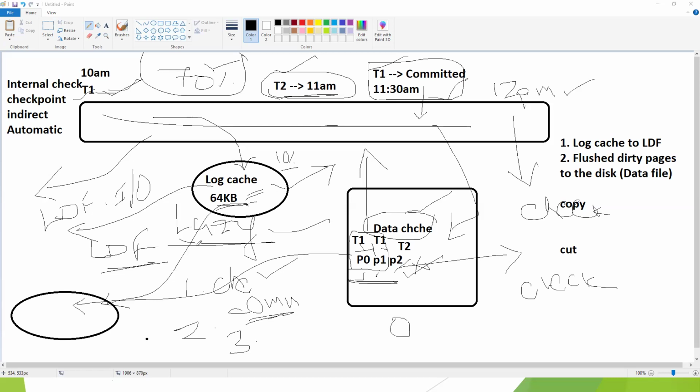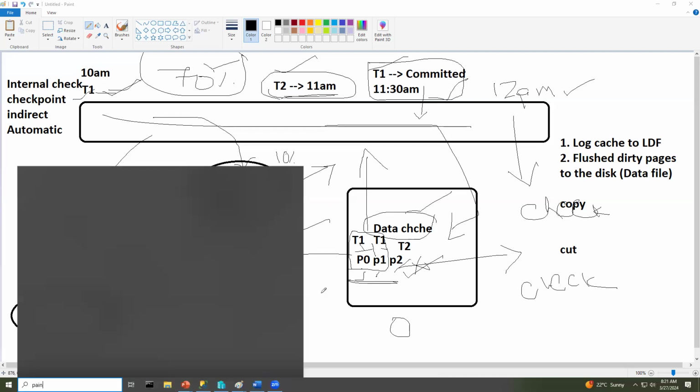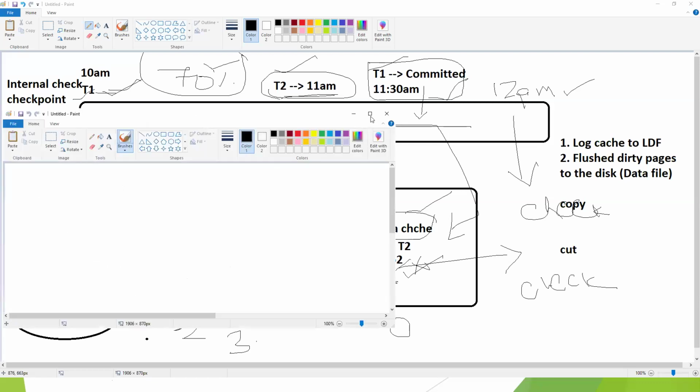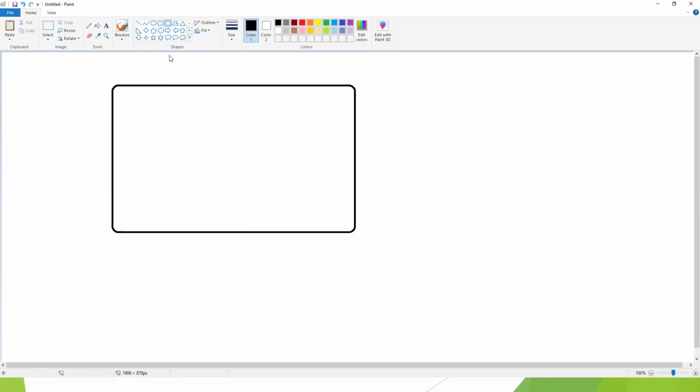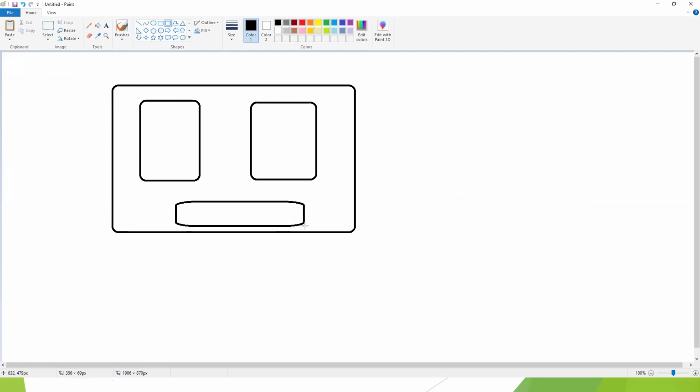For example, let's say there is internal memory pressure within SQL Server, or external memory pressure. External memory pressure is nothing but your operating system not having enough memory to process requests. Then it will send a notification to the different processes in that computer. I'll talk about this in detail in the memory topic. For your understanding, this is your computer, for example. It has multiple processes. A process is nothing but a program, whatever you call applications.